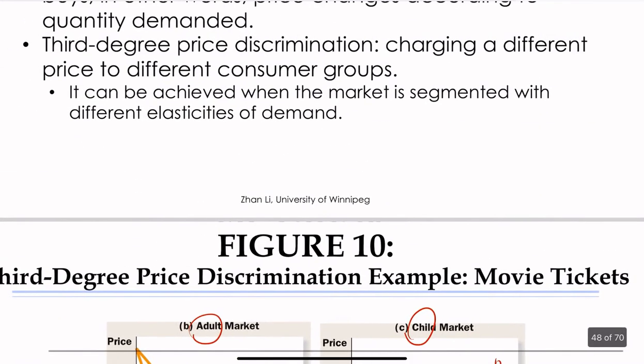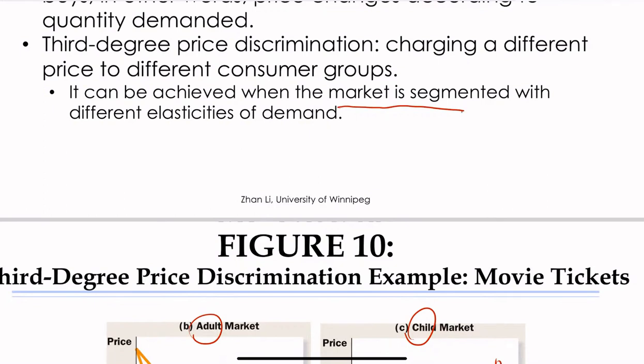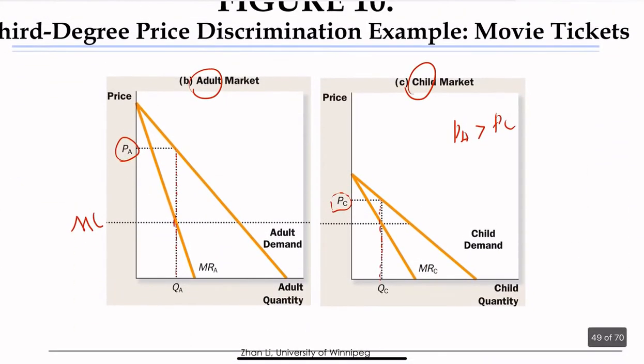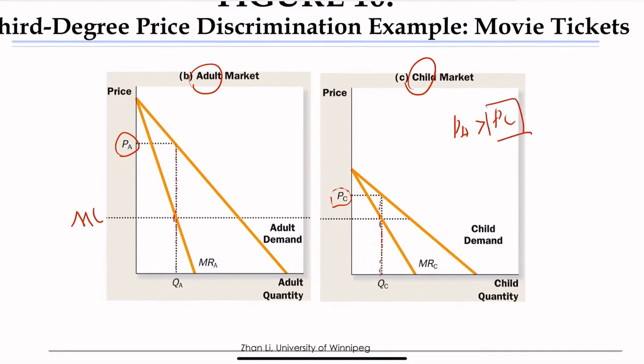So basically, you can see that third degree price discrimination can be achieved when the market can be segmented with different elasticity of demand. So in the end, you can see that in the market with higher elasticity, the monopolist will charge a lower price, right? This is very intuitive because children are more sensitive to ticket price. So the monopolist will optimally charge a lower price.